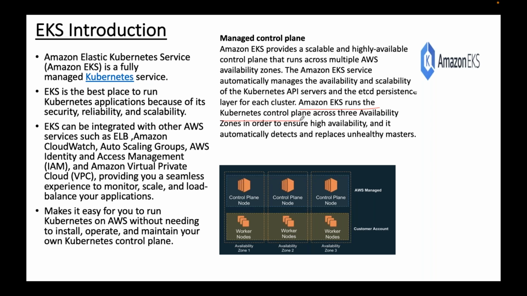EKS runs the three master nodes for each Kubernetes cluster in three different availability zones in order to ensure high availability. And EKS can automatically detect and replace unhealthy master instances. So these control plane nodes, master nodes, are completely owned by AWS. You don't see these master nodes in your account.